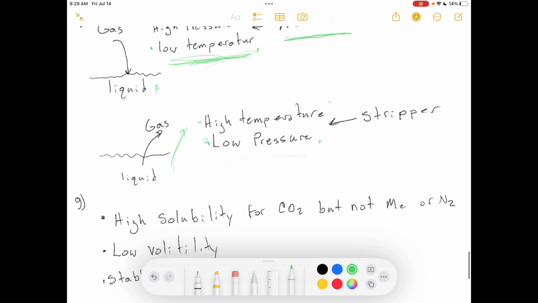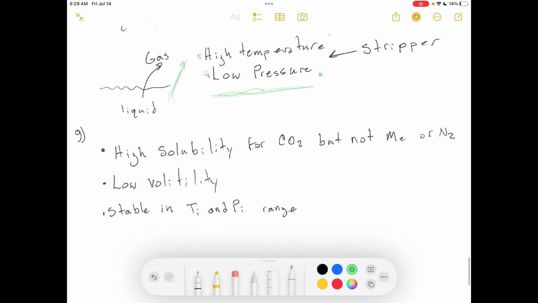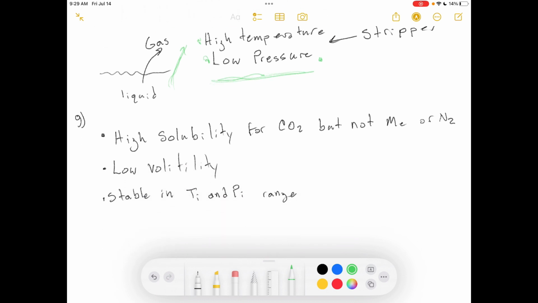And the exact opposite, the same thing is true in the stripper. The gas is coming out, that means the pressure is going to want to increase. And when the gas comes out of the liquid, that's going to absorb a little bit of energy, and so the temperature is going to want to decrease, right? So you have to keep providing that high temperature. Okay, so it takes energy to maintain these processes, is the point that I'm trying to make.